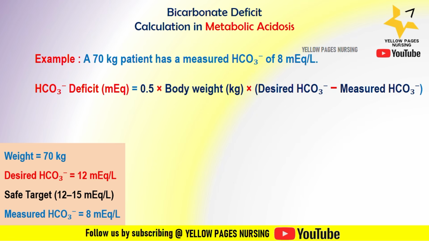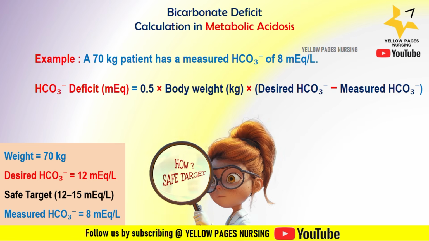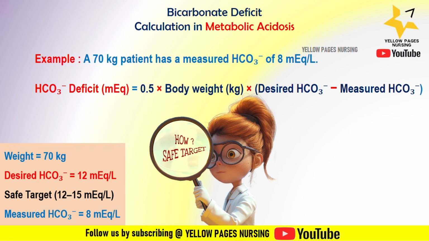There is something called safe target, which normally ranges between 12 to 15 milliequivalent per liter. In ICU, we often aim for a partial correction rather than a full return to normal. Why do we fix such a low target? If a patient's bicarbonate is critically low, for example, 4 or 5 milliequivalent per liter, their pH is likely dangerously acidic, might be less than 7.1.